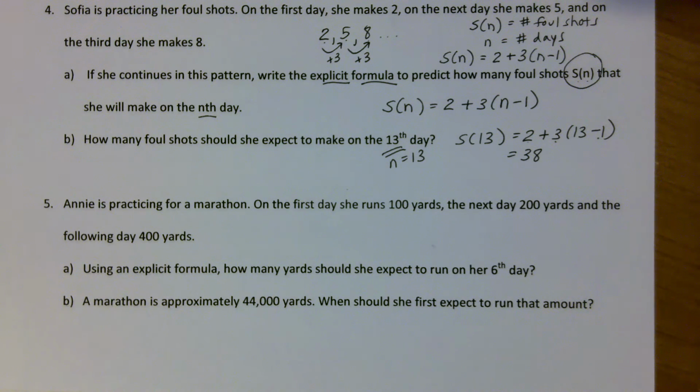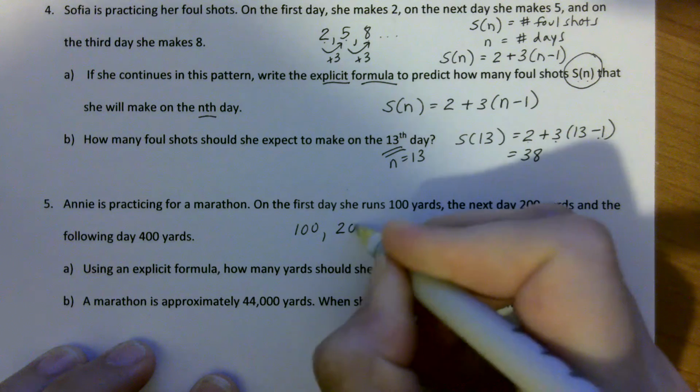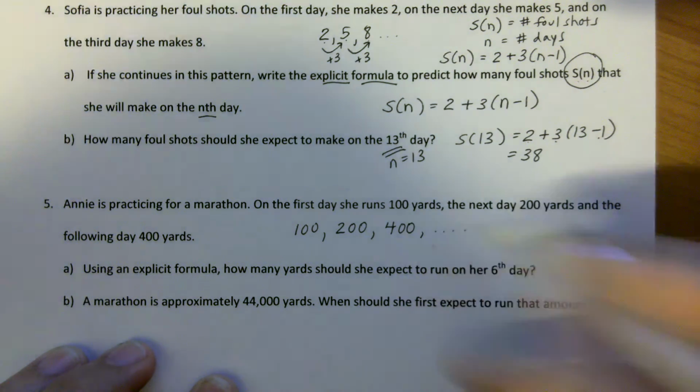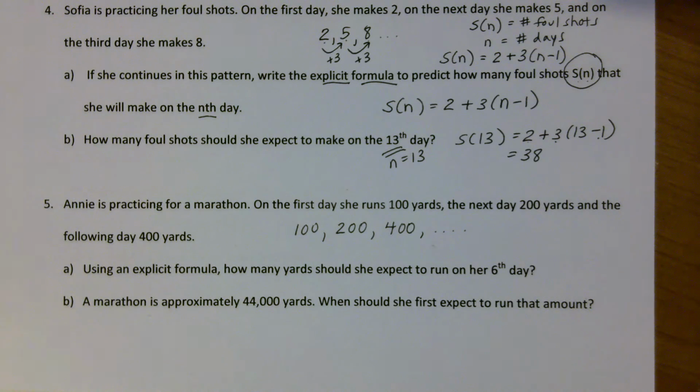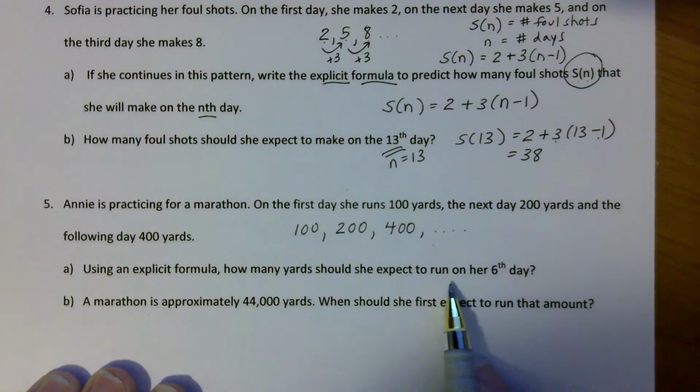Okay, we have another word problem. Annie's practicing for a marathon. On the first day, she runs 100 yards. The next day, 200 yards, and the following day, 400 yards. So first day was 100, next was 200, next was 400, and so on if we're looking at a pattern. Using an explicit formula, how many yards should she expect to run on her 6th day?